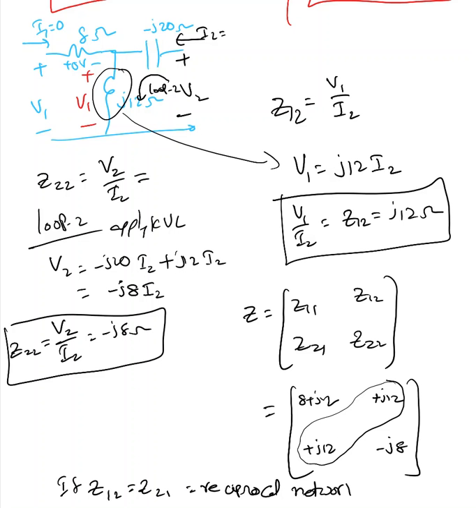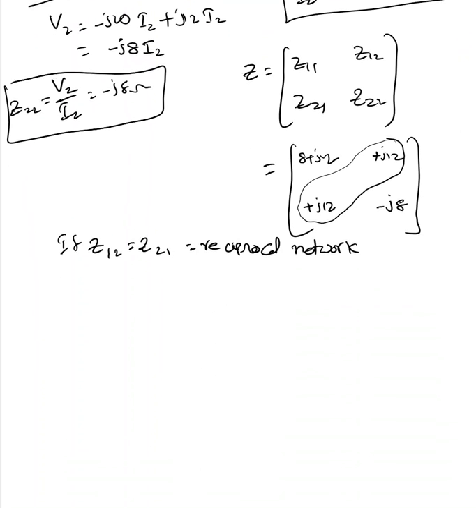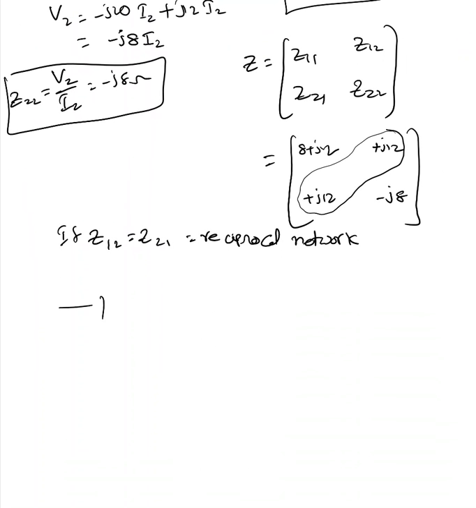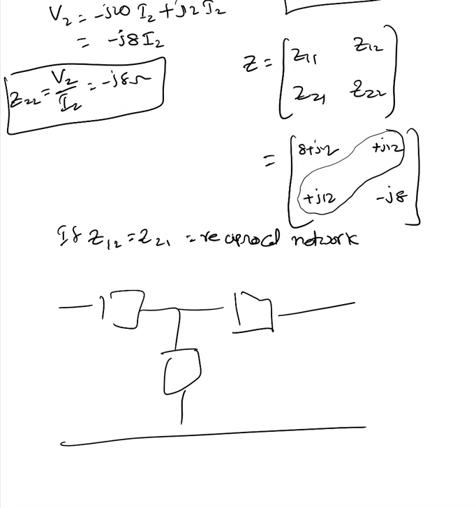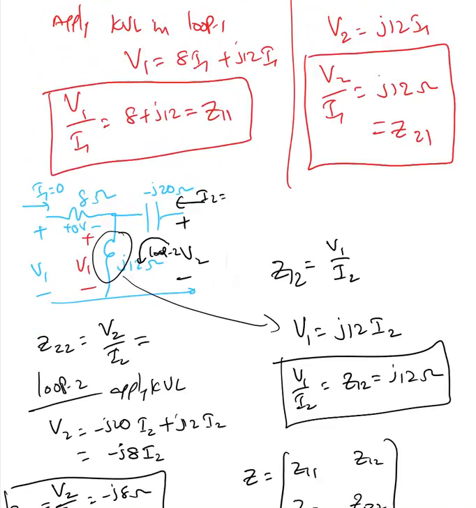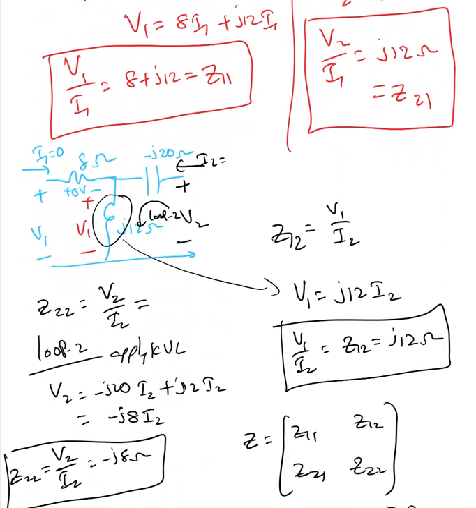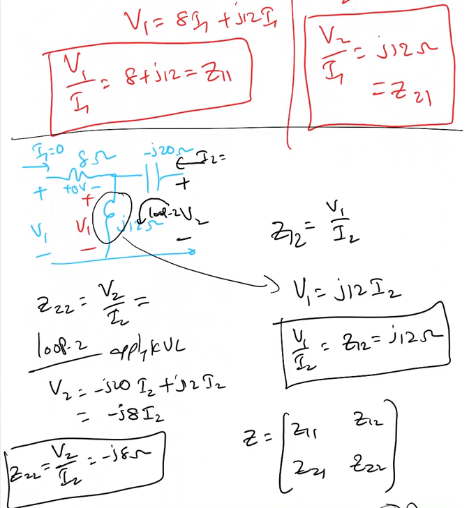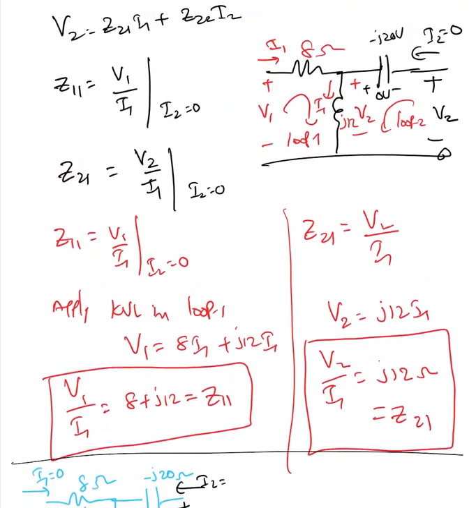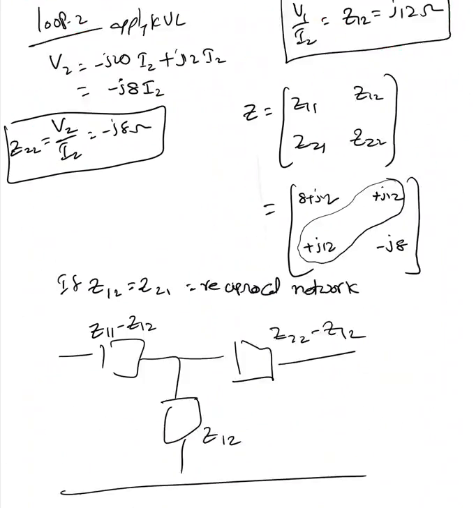If it is a reciprocal network, we can represent it as a T model. If I write down the T model, it's going to be something like this. Here is my reciprocal network T model: Z11 minus Z12, this is Z12, this is Z22 minus Z12. Anyway, the given circuit, if you look at it, looks like a T model. You can see it clearly here. So the given circuit is a T model.